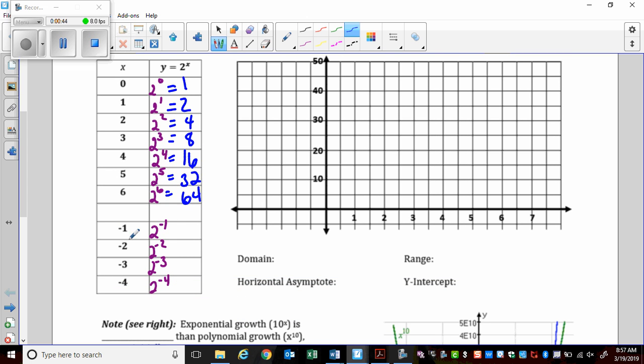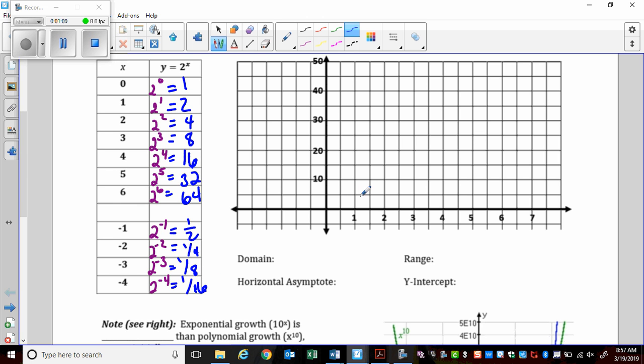Let's see what happens when we have a negative exponent. 2 to the negative 1, well, that just makes it 1 over 2. Do you see my number is not negative though? My number is just smaller. So 2 to the negative 2 is just 1 over 4. And then 1 over 2 to the 3rd power, which is 8. And then 1 over 16.